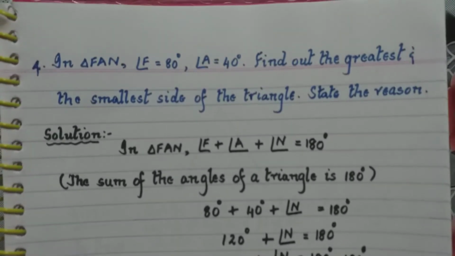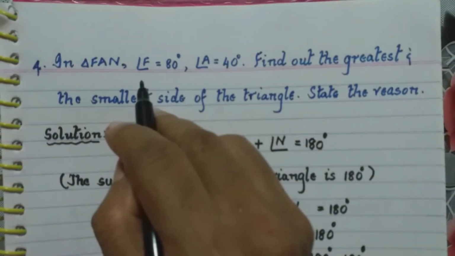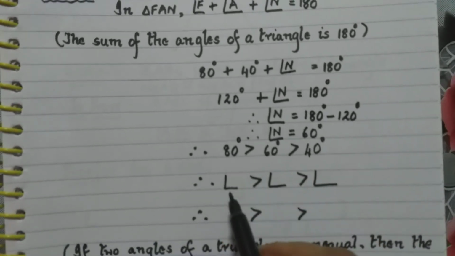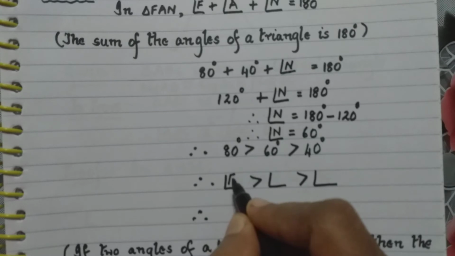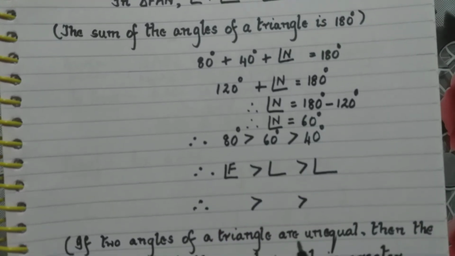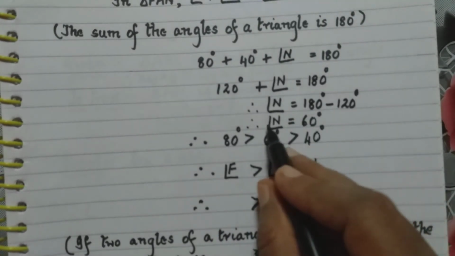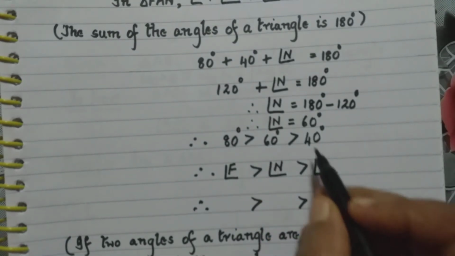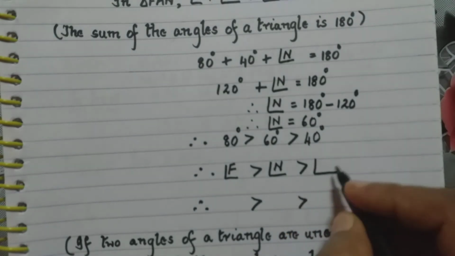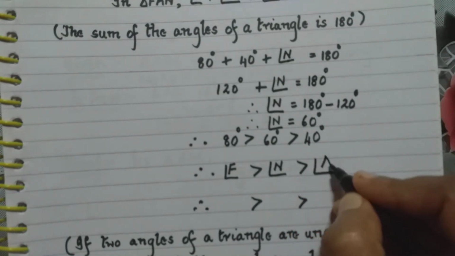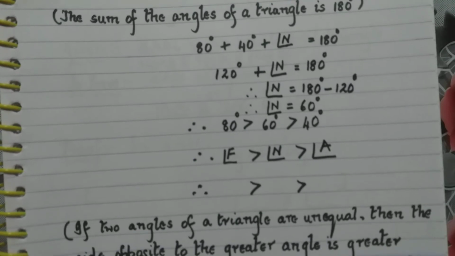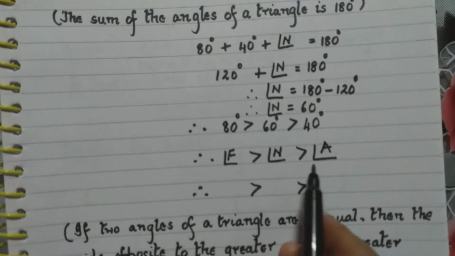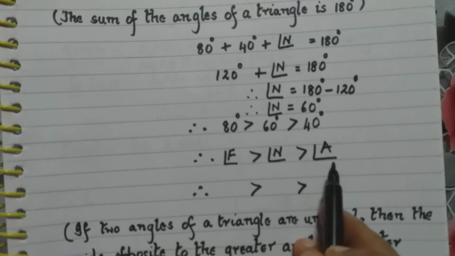Now, what is 80 degrees? Angle F. Therefore, under 80 degrees, I write angle F. What is 60 degrees? It is angle N. Therefore, I write here angle N. So, what will be 40 degrees? It will be angle A. So, what do we have now? Angle F greater than angle N greater than angle A.